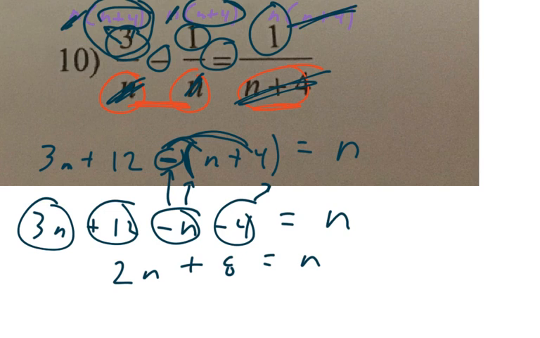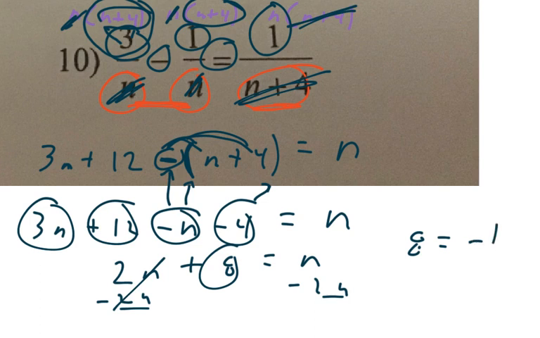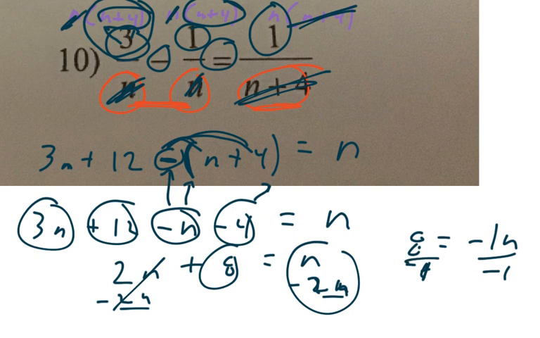Okay, so it looks like what I'm going to do next is let's just go ahead and subtract 2n from both sides. So this 8 is going to equal negative 1n. n minus 2n is negative 1n. And so when I divide by negative 1, 8 divided by negative 1, n must be negative 8.